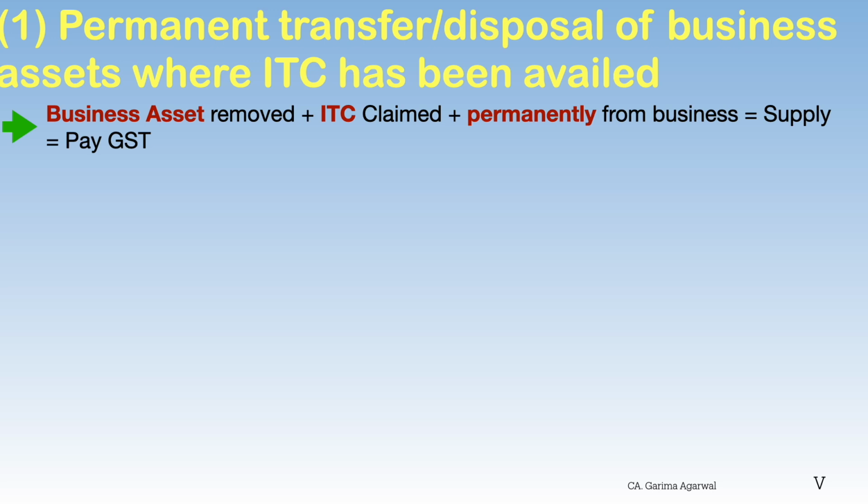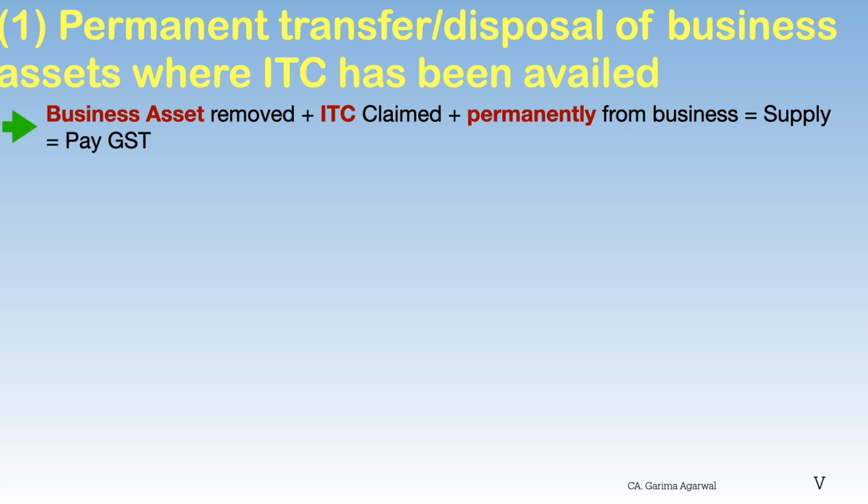Now, if you take a business asset on which you have claimed input tax credit and permanently remove it from your business, maybe for personal use, gifting, or even destruction, GST law says you have made a supply and you must pay tax. For example, you bought a laptop for your business and claimed rupees 10,000 as input tax credit. Then you took it home for your personal use. Do you need to pay GST? Yes, and the reason is Schedule 1 of the CGST Act.